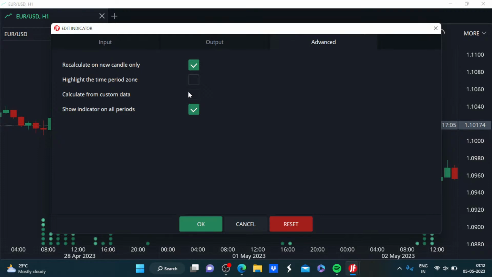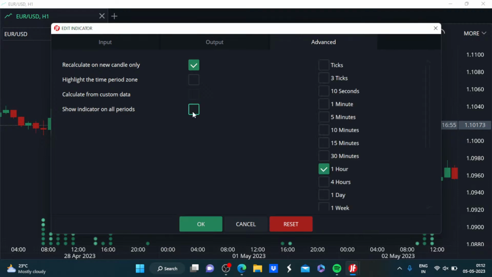Show indicator on all periods whenever possible. You can customize these options. Suppose you have different types of indicators applied on different time frames, you can use this option to have this particular pattern recognized on some of these time frames and not on others, so you have multiple data points to work with. So that's the customization which has been provided on the platform.